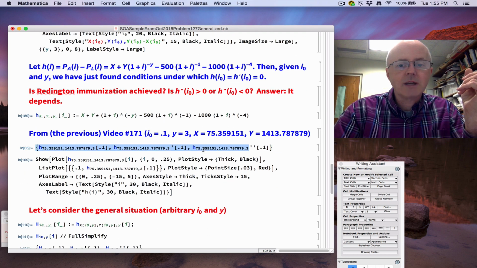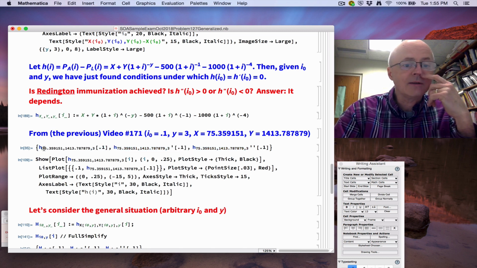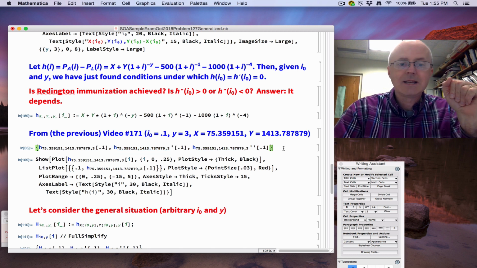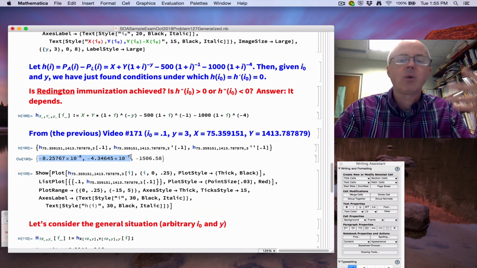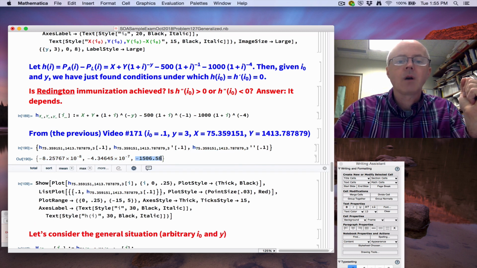This calculation here, plugging in I equals 0.1, little y equals 3, and these values, 75.36, the value of capital X, and 1413.8 or so, the value of capital Y from the last video, into this function, its derivative, and its second derivative gives us the values from the last video, approximately. These first two are essentially 0, okay? H of 0.1 and H prime of 0.1 should be 0. That's just some rounding error. We are essentially getting 0. And the second derivative is negative 1507 or so.